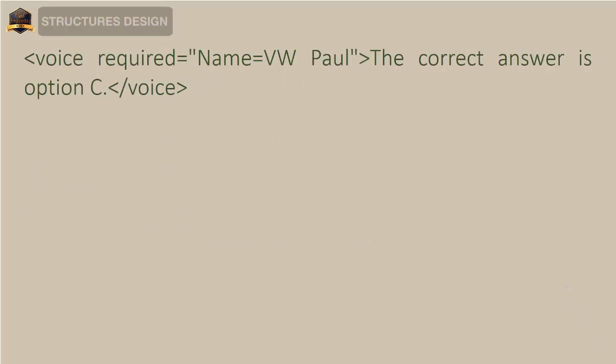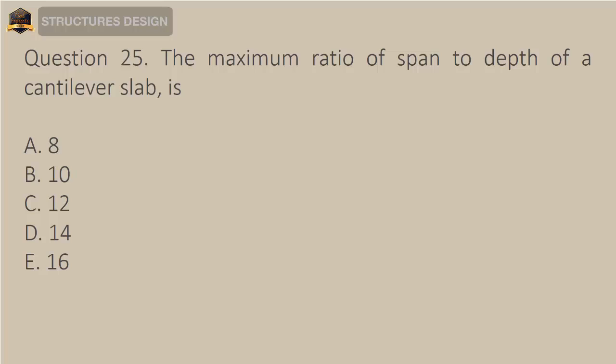Question 25. The maximum ratio of span to depth of a cantilever slab is A. 8, B. 10, C. 12, D. 14, E. 16. The correct answer is option C.